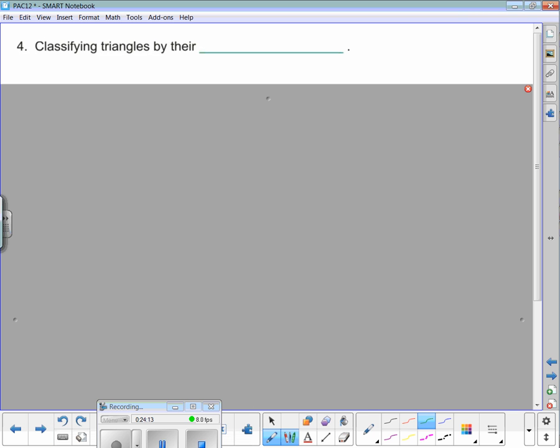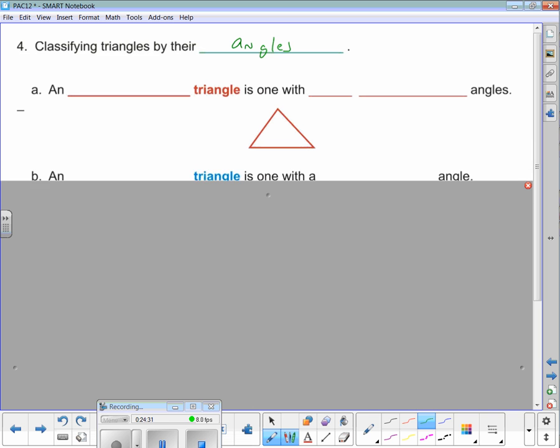We can also classify our triangles according to their angles. So a lot of classifying. You got to know what they're talking about. We talk about sides. We talk about angles. What are we talking about? We're talking about polygons, triangles.